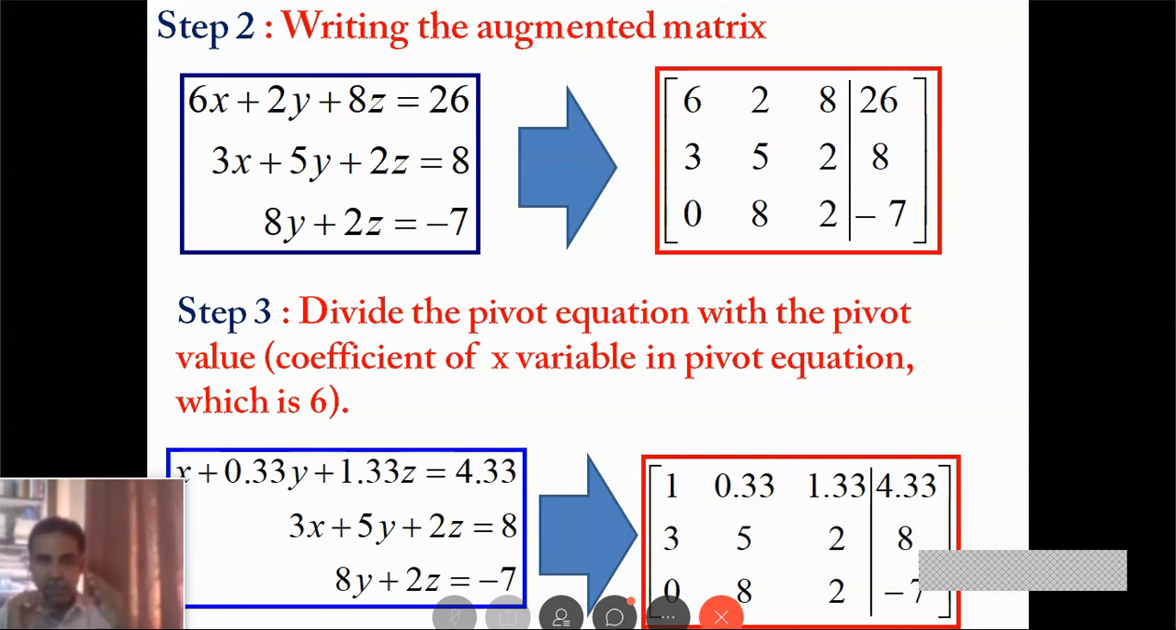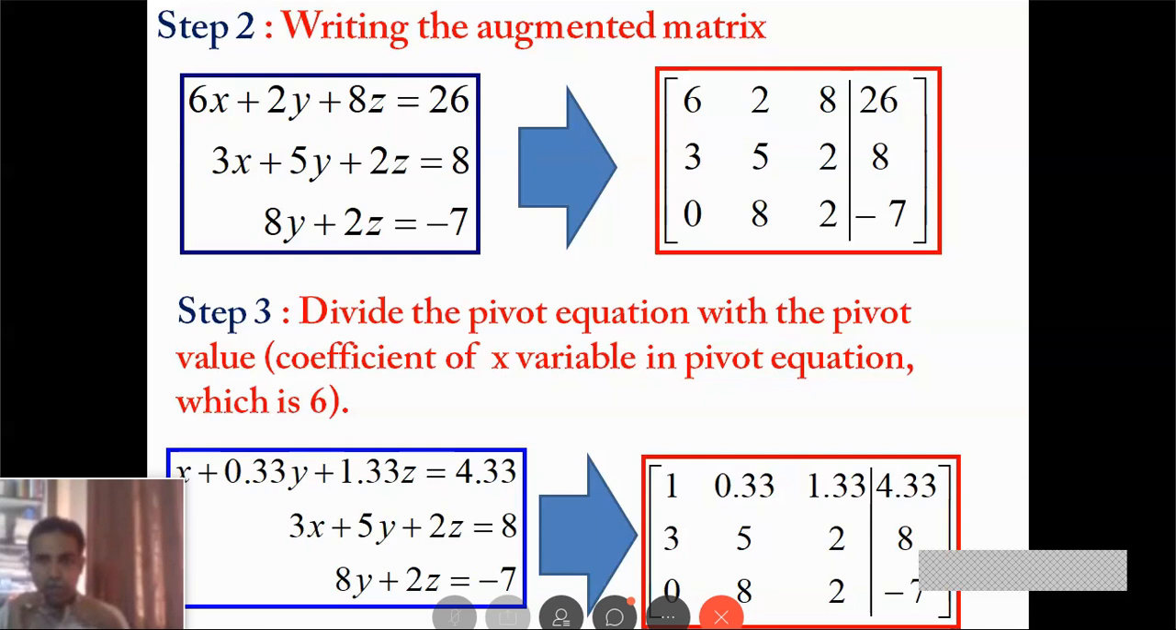You look at equation 1 that's written in step 2, 6x. Now your pivot value is 6. You are trying to operate upon 6, so divide the first equation by 6. When you divide 6x by 6, you get x. That's the first equation in step 3. The coefficient of x turns to 1 because you divide 6x by 6. 2y by 6, you get 0.33y. 8z by 6, you get 1.33z. 26 by 6, you get 4.33.